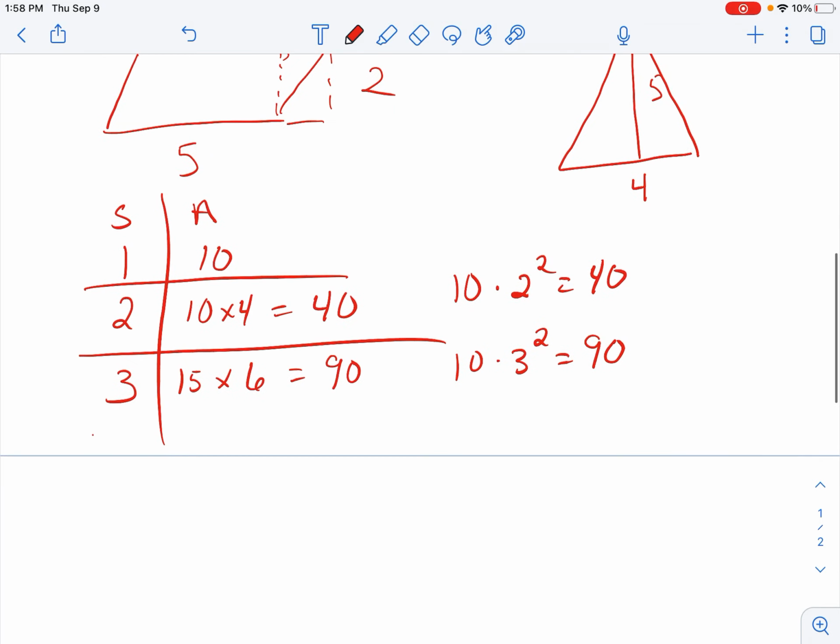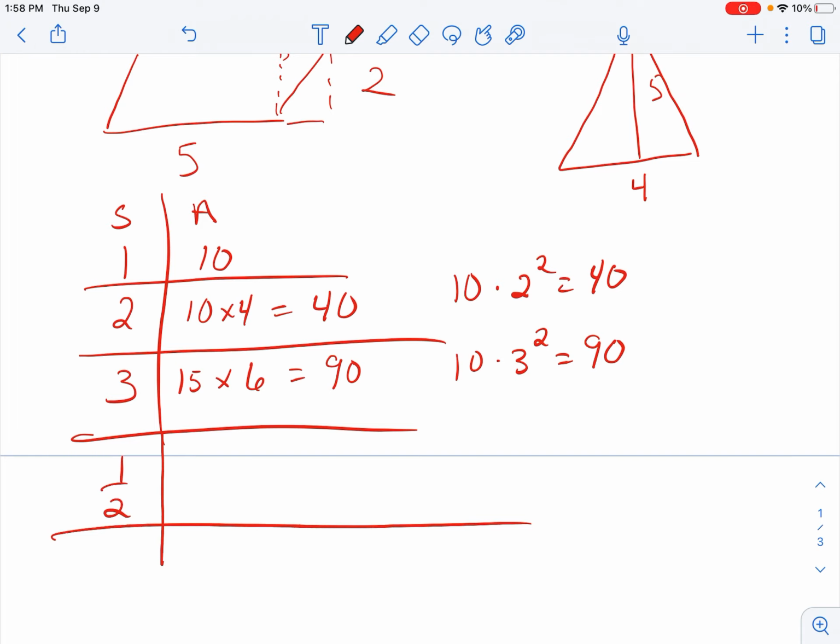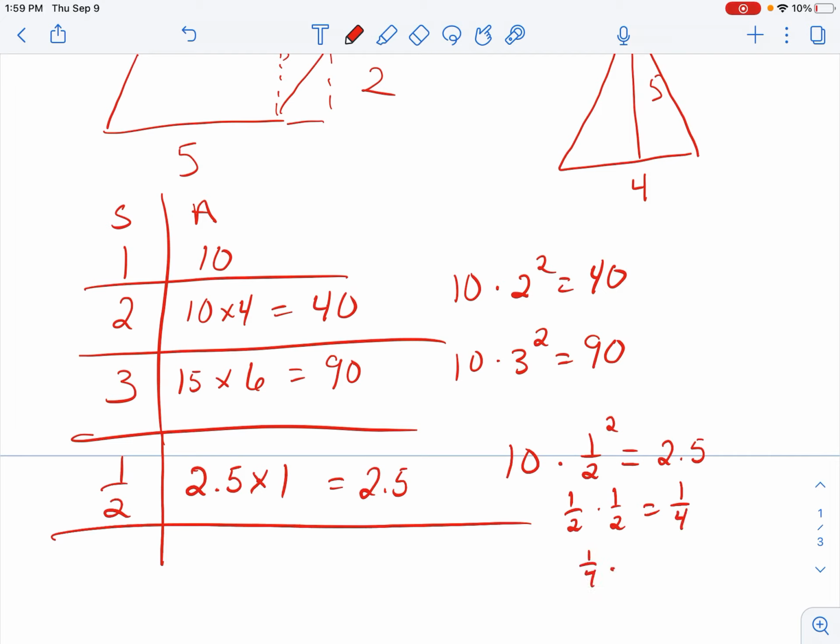So then when we get to the 1/2, we can do it this way, where 1/2 of 5 is 2.5, 1/2 of 2 is 1. When you multiply those together, you get 2.5. Likewise, 10 times 1/2 squared is equal to 2.5. Because 1/2 squared is just 1/2 times 1/2, which equals 1/4. And then 1/4 times 10 equals 10 divided by 4, which equals 2.5.